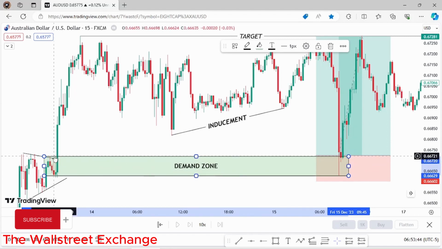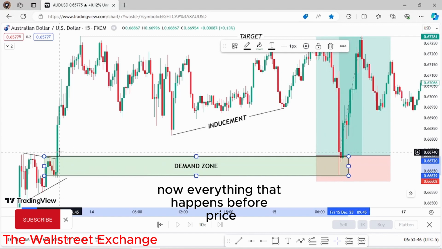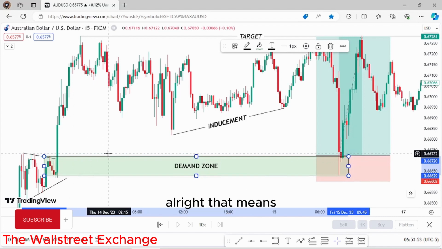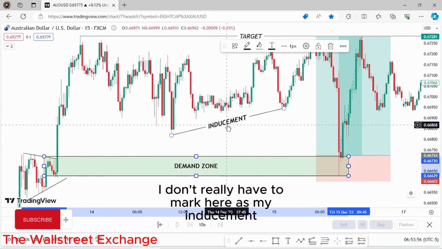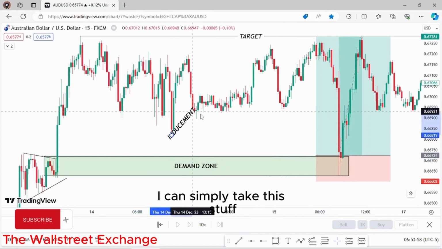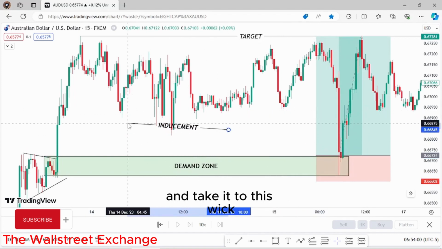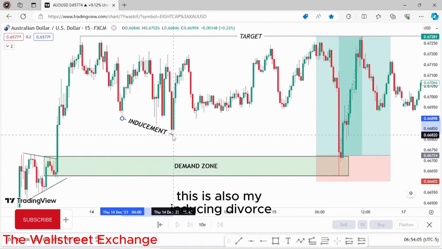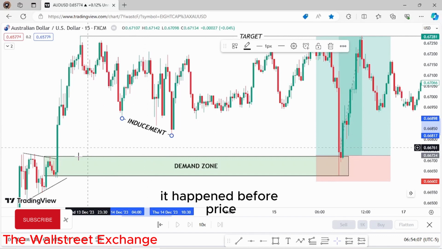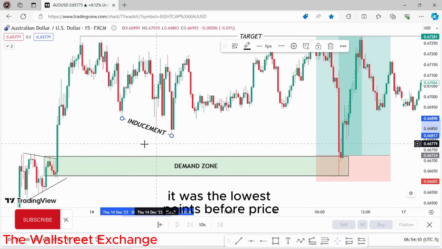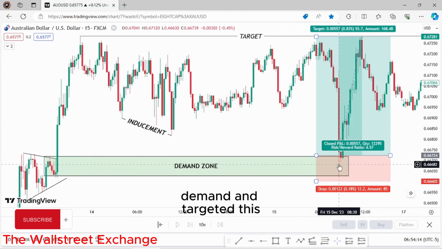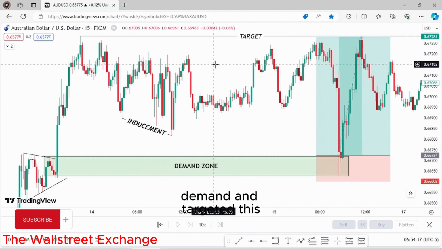Okay, now everything that happens before price returns to this order block is an inducement. Alright, that means I don't really have to mark here as my inducement. I can simply take this one to this wick and say, okay, this is my inducement. This is also my inducement because it was the lowest point before price came to tap into this area of demand and targeted this swing high.